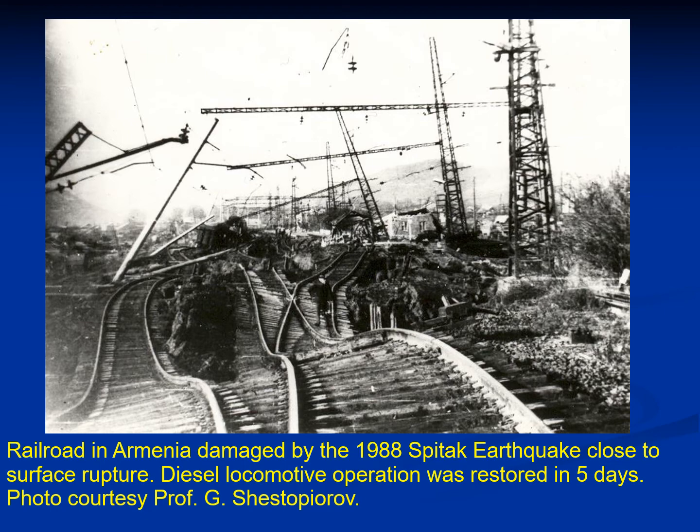It is a railroad in Armenia damaged by the 1988 Spitak earthquake, close to the surface rupture. It was not directly associated with surface faulting. Anyway, diesel locomotive operation was restored here in 5 days.